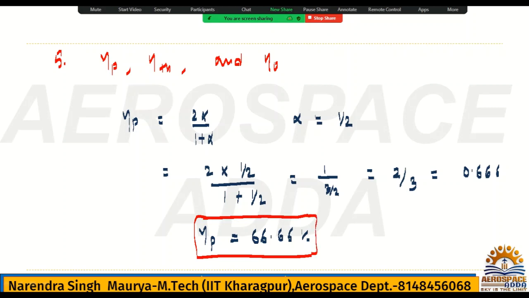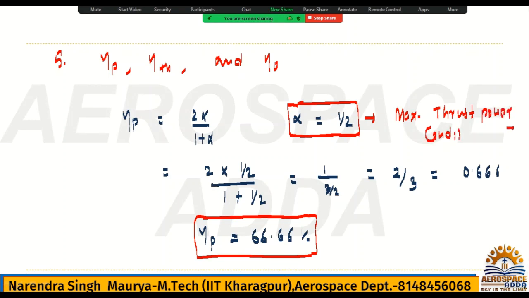This condition they have given to us. What is the condition? Maximum thrust power condition. And for the maximum thrust power condition only you are calculating all the values. All right, so eta p you have calculated. Now we'll go for the eta th.